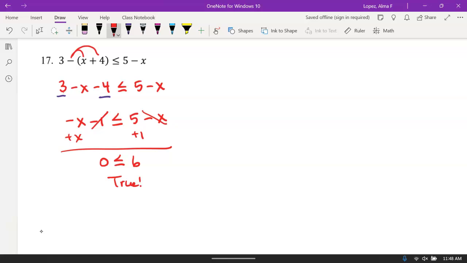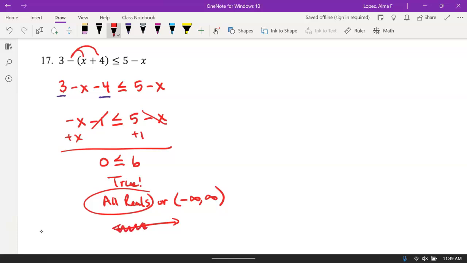So this one has an infinite solution, which is all real numbers. Or you can always write it as negative infinity to infinity. You can pick. All right, that means every single number on the number line works. And you can test it if you want to.